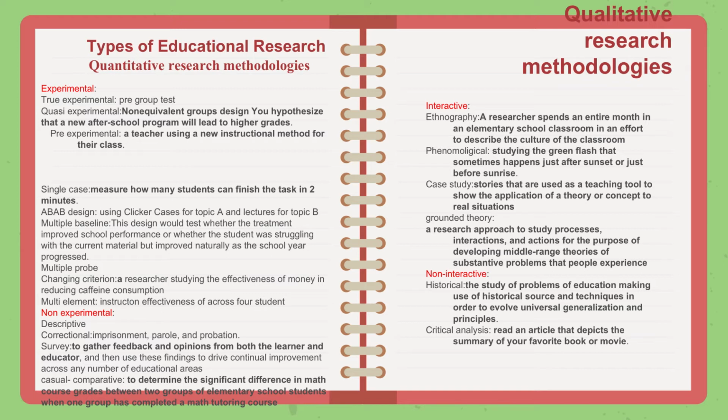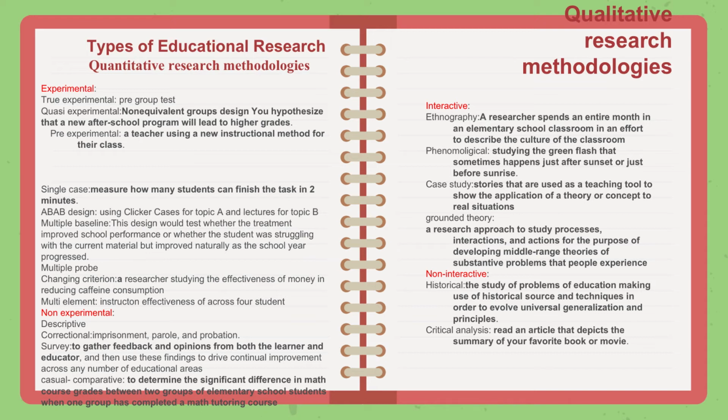In qualitative research methodologies, there are interactive and non-interactive. In interactive, there is ethnography. The example is a researcher spent an entire month in an elementary school classroom in an effort to describe the culture of the classroom. Second, phenomenological methodologies. The example is studying the green flash that happens just after sunset or just before sunrise. In case study, the example is stories that are used as a teaching tool to show the application of a theory or concept to a real situation.